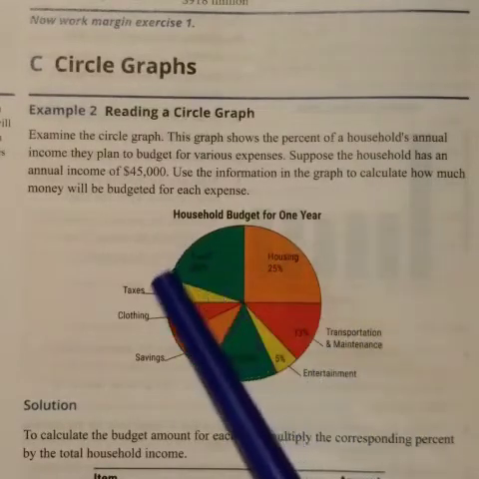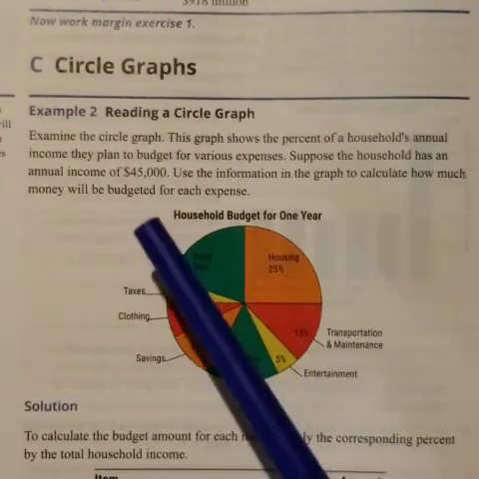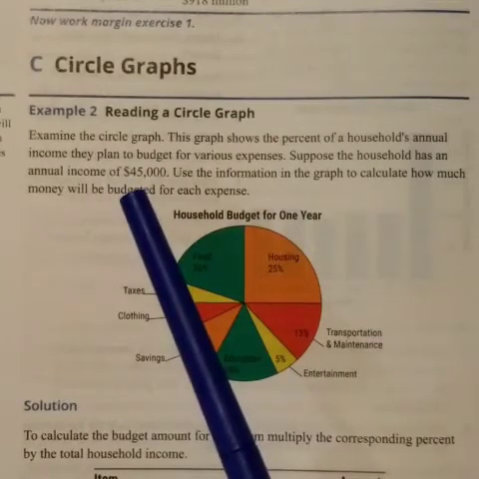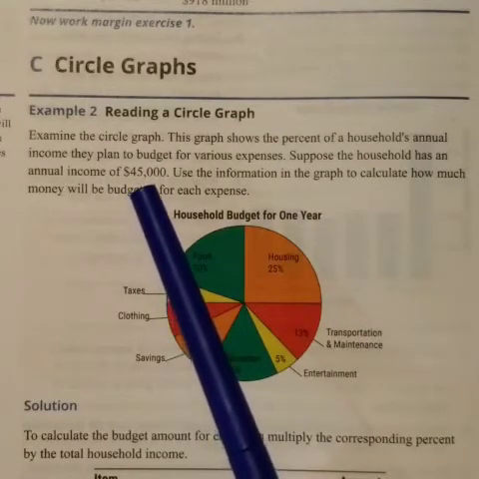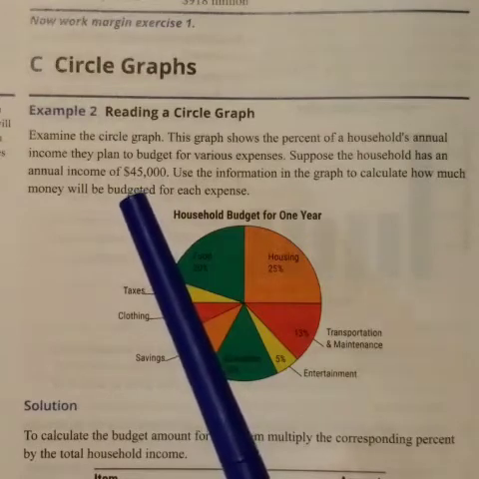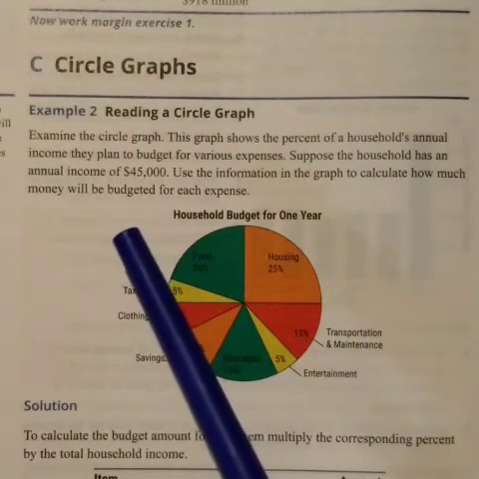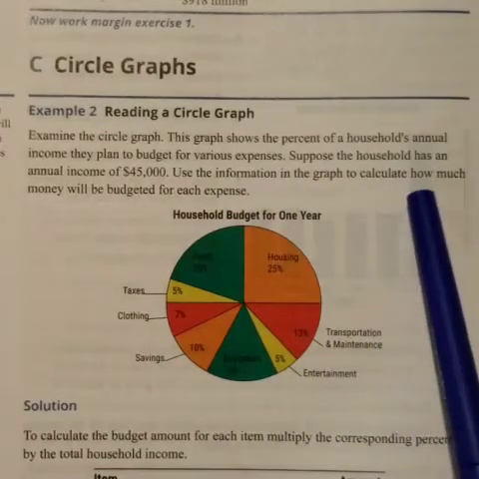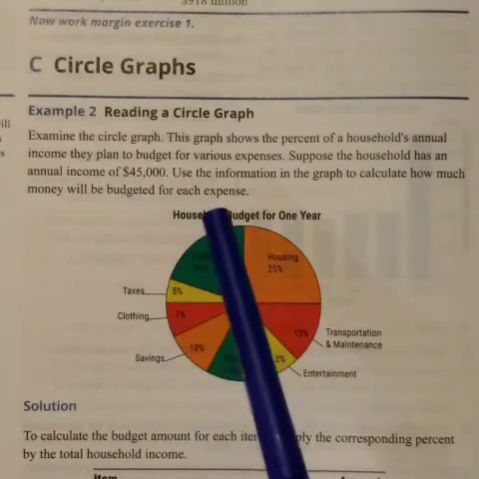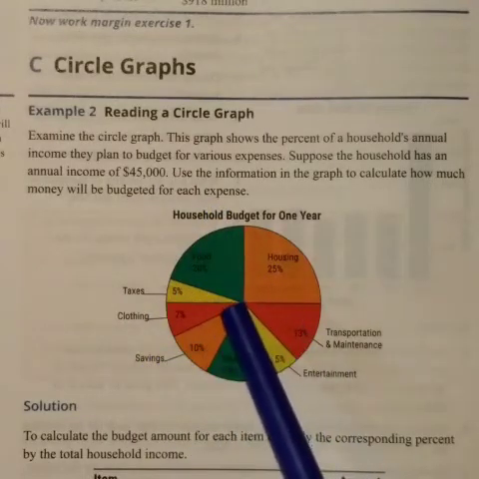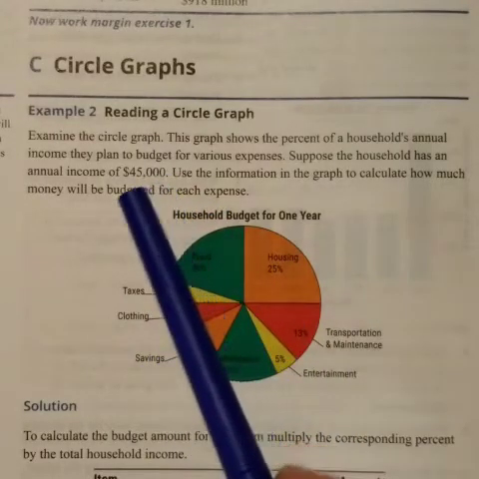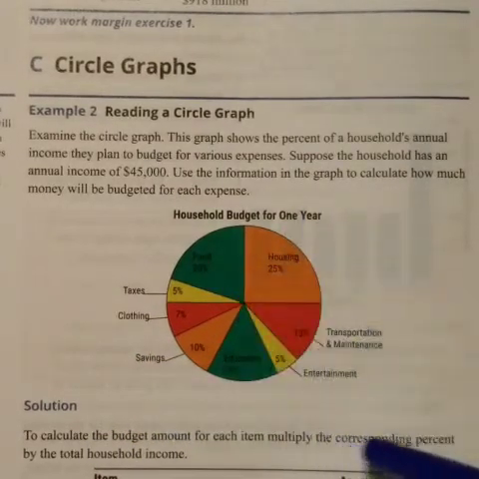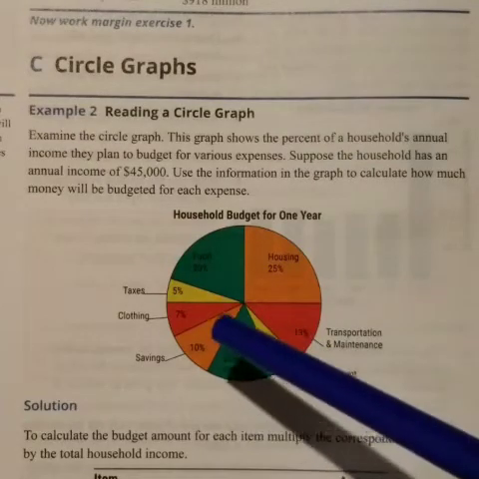Now this also says something that's not listed in the chart that we need the paragraph for, which is the total annual income. So they're saying, okay, so this household makes $45,000 a year. Then the question is, use the information in the graph to calculate how much money will be budgeted for each expense. So we have the percentages broken down out of 45,000, then we want the actual amounts. Now I'm not going to run through this with each one, even though in your textbook there's a table that does that, but I will show you with one of them.